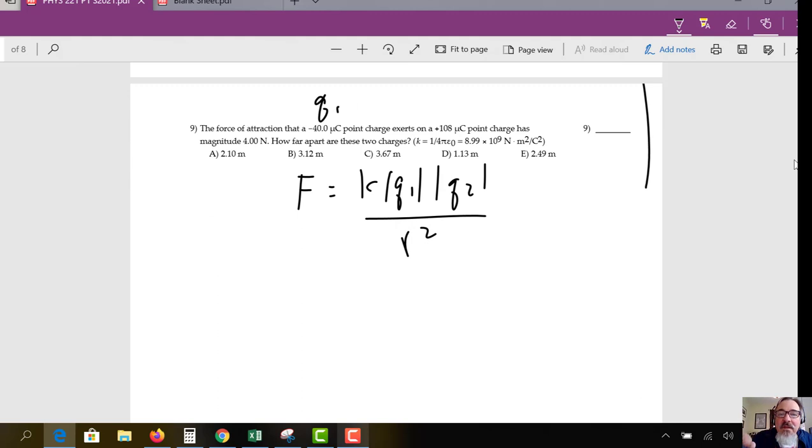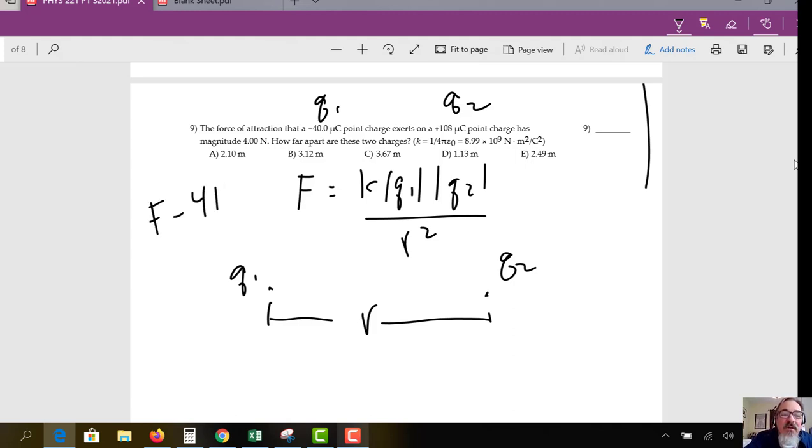This one is Q1. This one could be Q2. So Q1 is here. Q2 is over here. And we want to know how far apart they are. So in the formula, the R stands for how far apart they are. We know the force. The force is 4 newtons. There's Q1 and Q2. Let me just write 4 newtons.